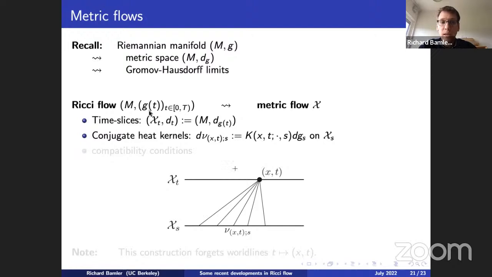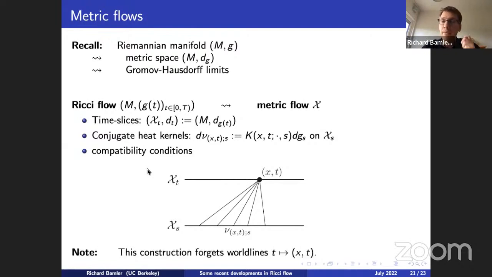So this can be recorded by a probability measure on a metric space. These two pieces of data make up a metric flow, and then I impose some compatibility conditions. The way you can imagine this is that for every point at a later time slice, you fix some kind of probability measure at an earlier time slice. This gives you some kind of relation between different time slices.